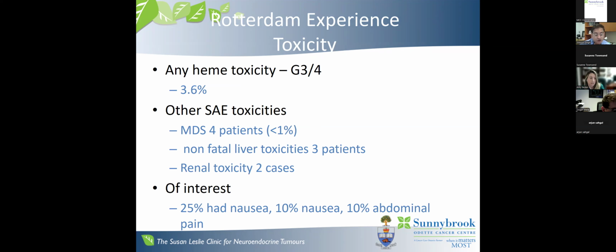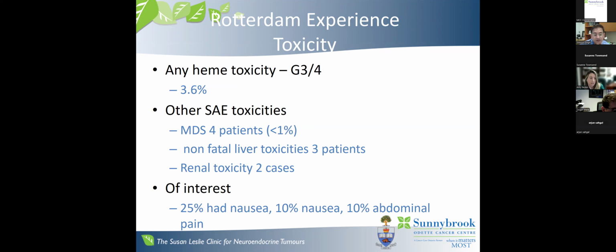Toxicity was a concern, and they did report a 3.6% rate of grade 3 and grade 4 toxicity. They reported that 4 of their patients developed MDS. That was slightly less than 1%. They had non-fatal liver toxicities in 3 patients and renal toxicity in 2 patients.